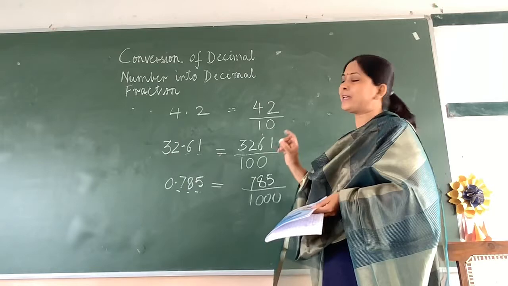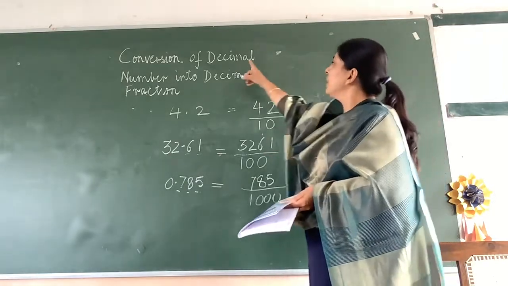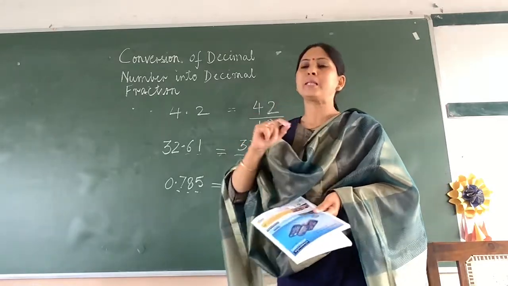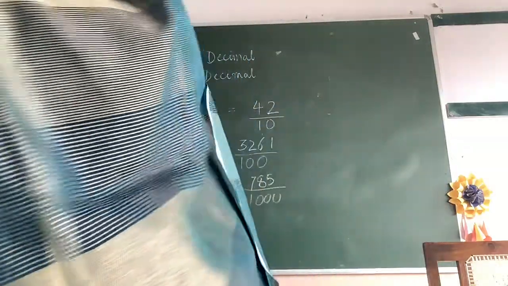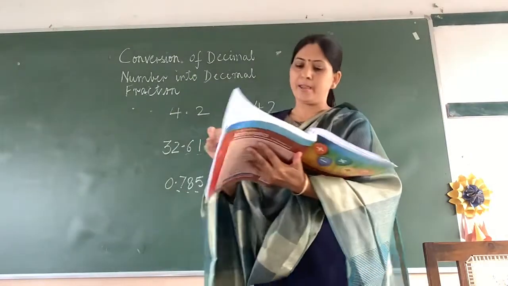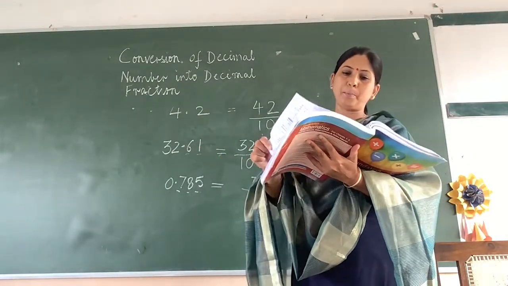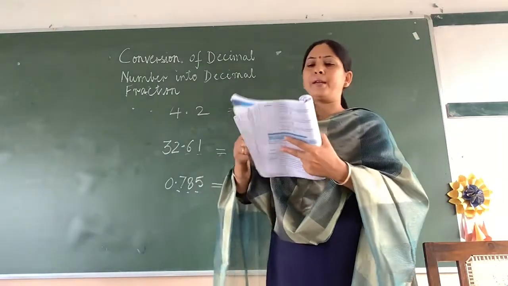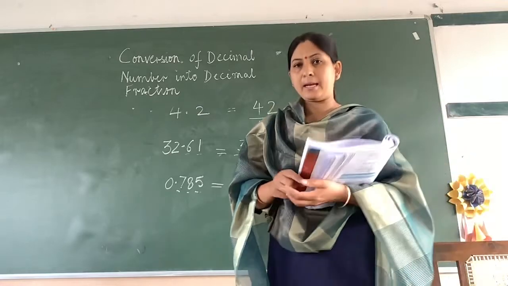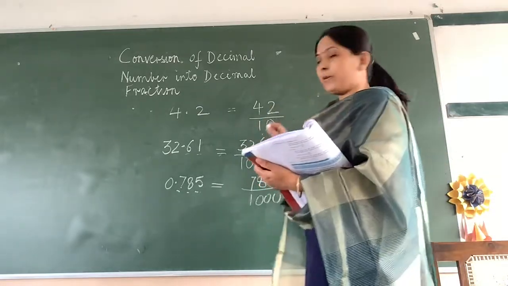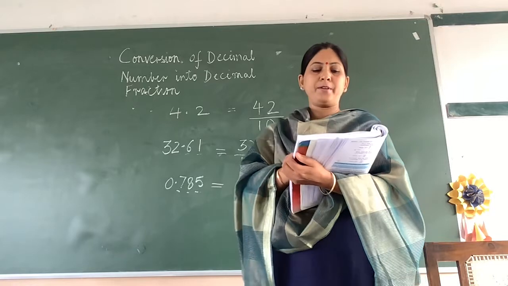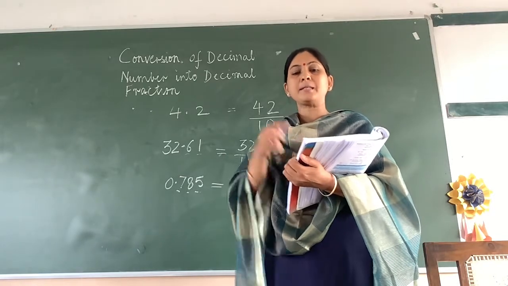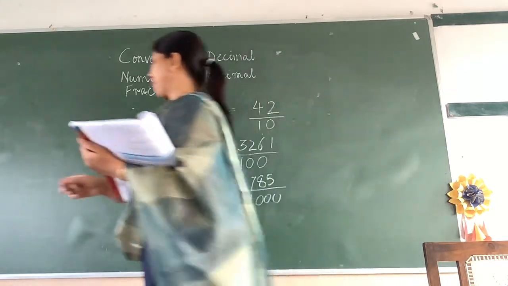So you see how easy it is to convert a decimal number into a decimal fraction. Now we started exercise 5A yesterday. All of you can open your book at page number 81. We did question A yesterday. Now today we will do question B. Decimal numbers are given, and we have to write the decimal numbers as fractions.